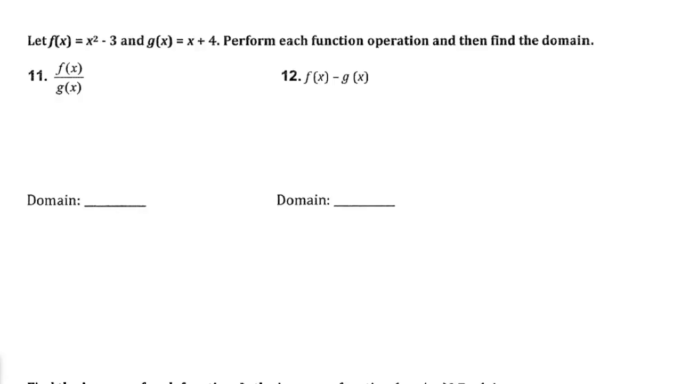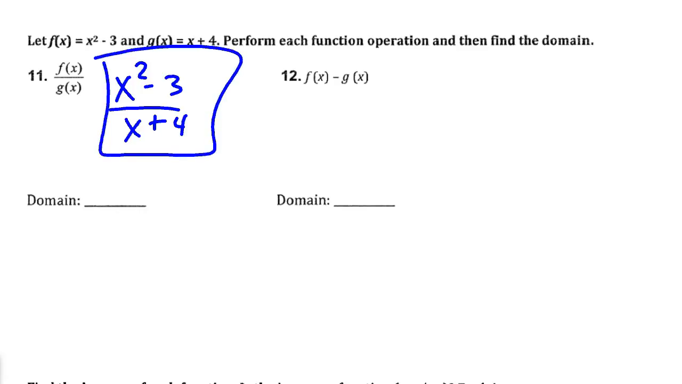Okay, 11. We're dividing two functions. So let's simply take the f of x and put it over the x plus 4. You would look to see if you could factor anything, and I can't factor x squared minus 3. So guess what? That's the answer. Nothing to reduce there. What's the domain?